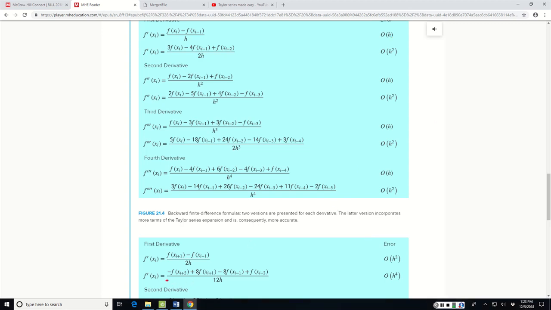But you can also, just like here, improve the accuracy by using more neighbors. Same thing happens here. Instead of just using the forward and the backward neighbor, you can use the forward and the backward, and then also one more backward and one more forward neighbor. So instead of using 2 points, you use 4 points, and your order of accuracy goes from h squared to h fourth.